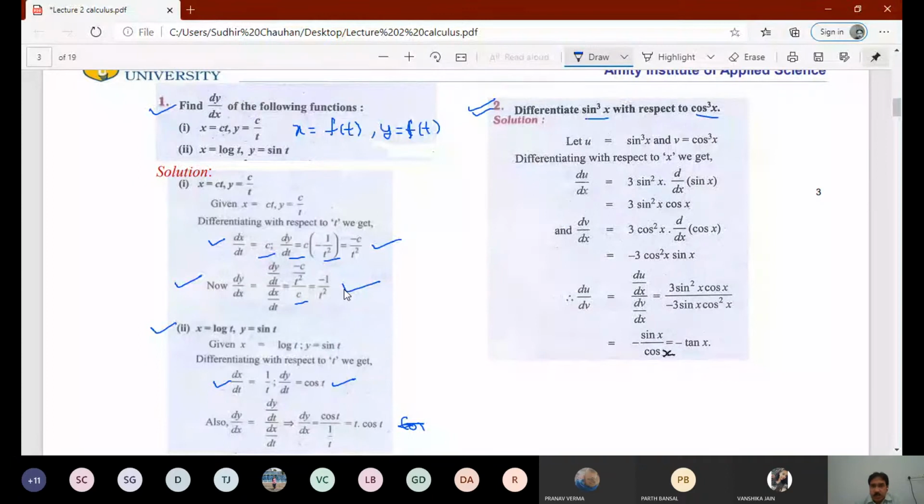So what we can do, we can take the first function as u. Let u is equal to sin cube x and v is equal to cos cube x. Now we have to find the differential of sin cube x with respect to cos cube x, or in other words we can differentiate u with respect to v, because we have taken v is equal to cos cube x and u is equal to sin cube x. So we have to find du by dv.